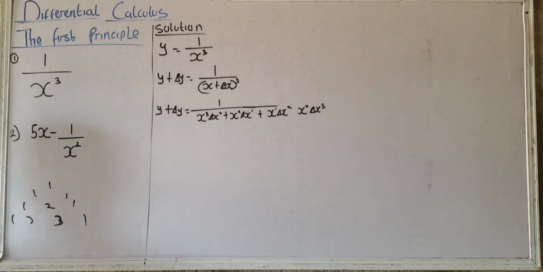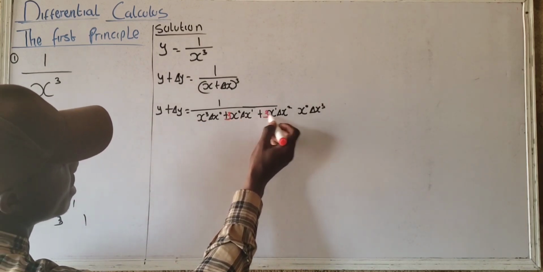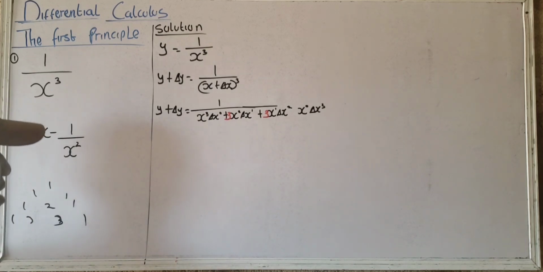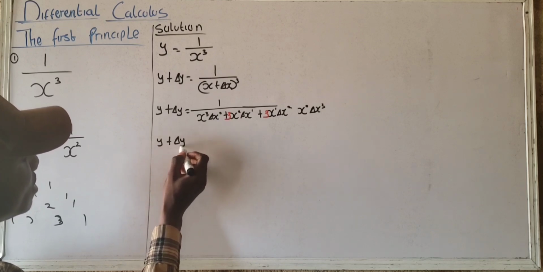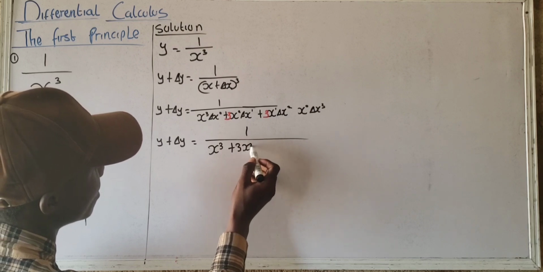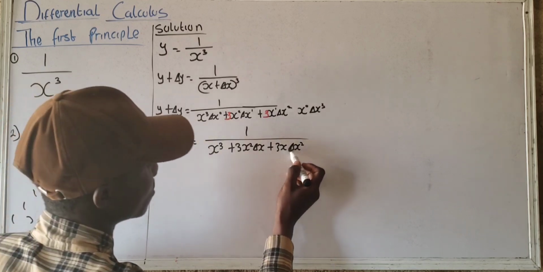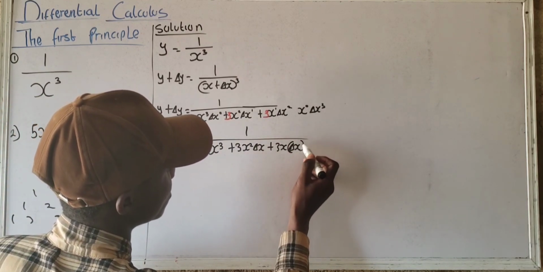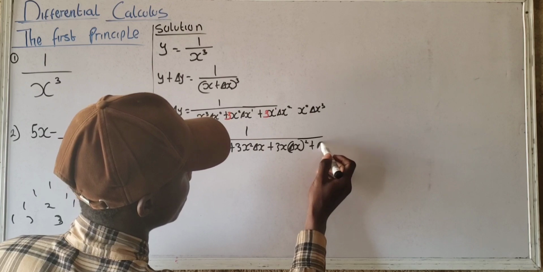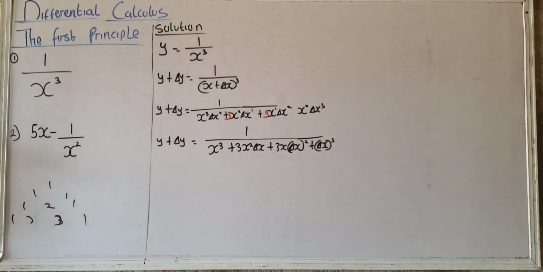Okay? Now, this is the coefficient of our expansion. We're going to have 1, 3, 3, 1. So, here I'm going to have 1, 3, 3, 1. Okay? So, for this, I can write y plus delta y is equal to 1 all over x raised to the power of 3 plus 3x squared delta x plus 3x delta x squared plus delta x raised to the power of 3. Okay? Please kindly pay attention.